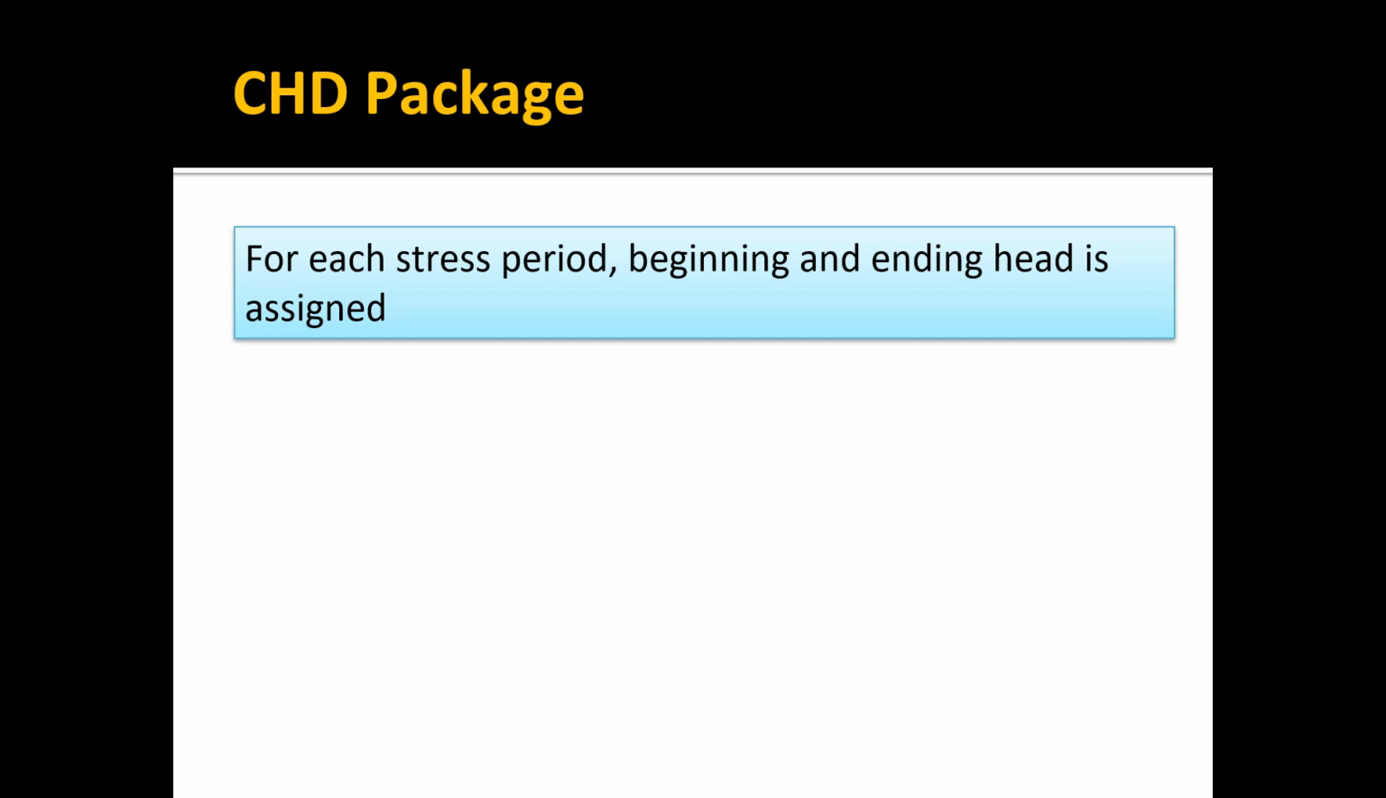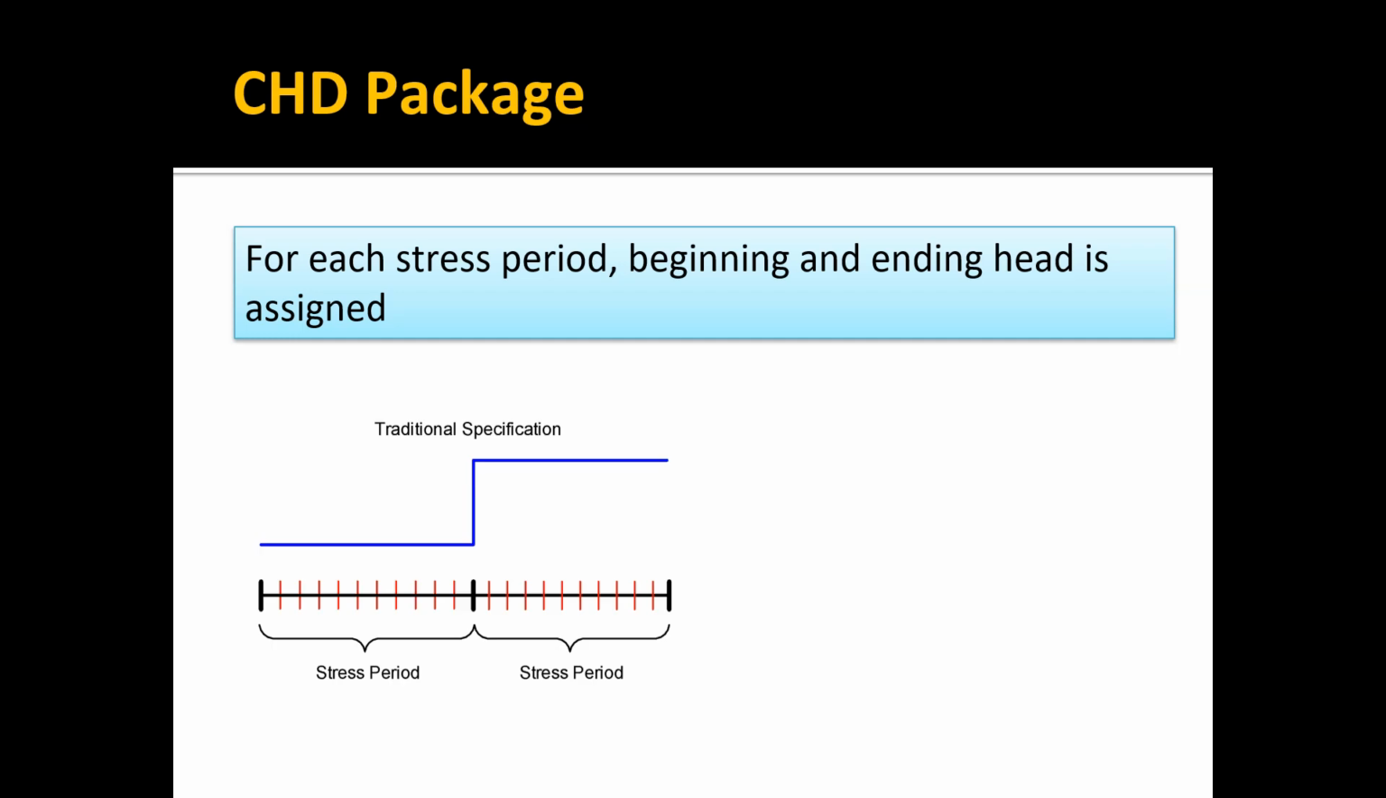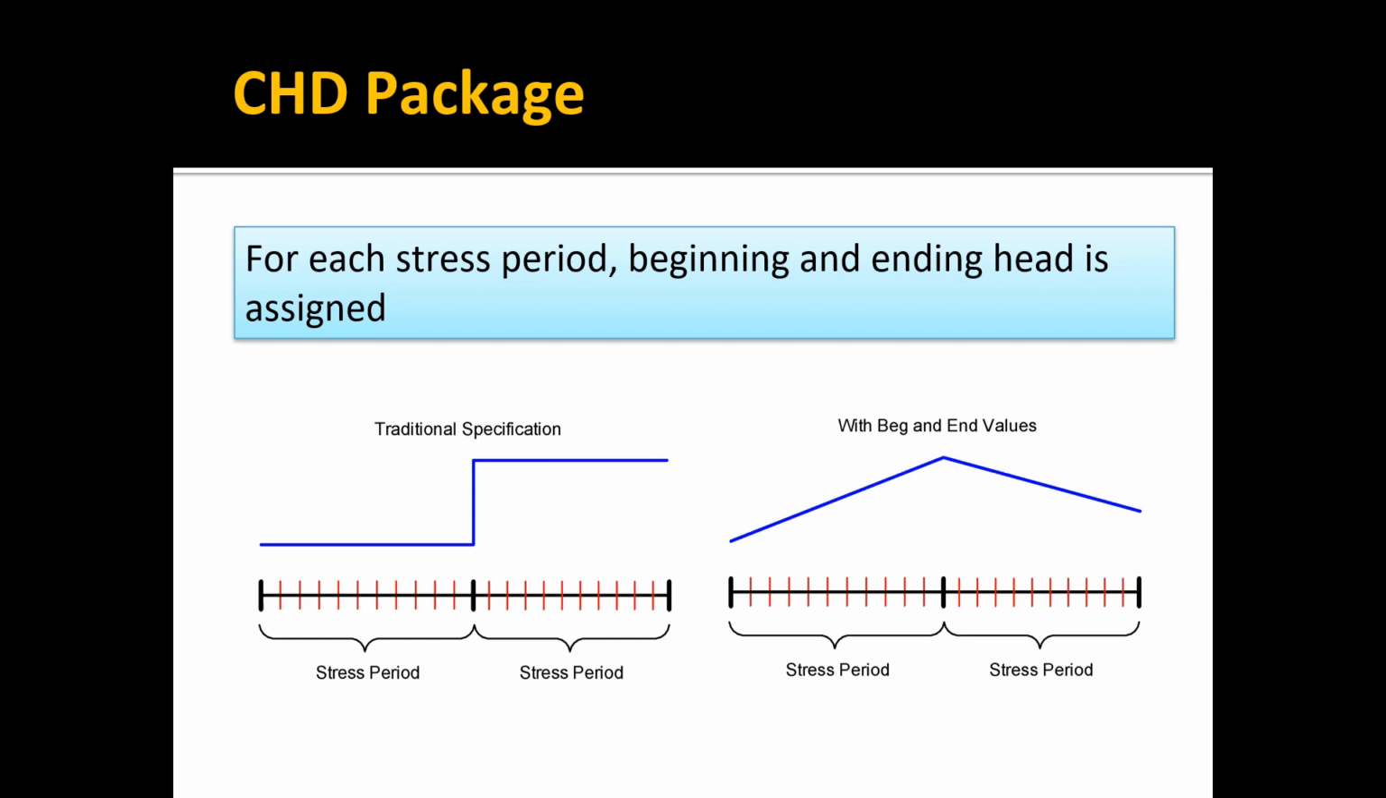And one unique thing about the CHD package, most transient packages, you define a single value for each stress period, so it behaves kind of like a step function. So this is the case we looked at before. There's one value of, say, river stage or pumping rate or recharge, and it essentially becomes a step function. But with the CHD package, for each stress period, you can give a beginning value and an ending value, and then it varies linearly across the time domain of that stress period.